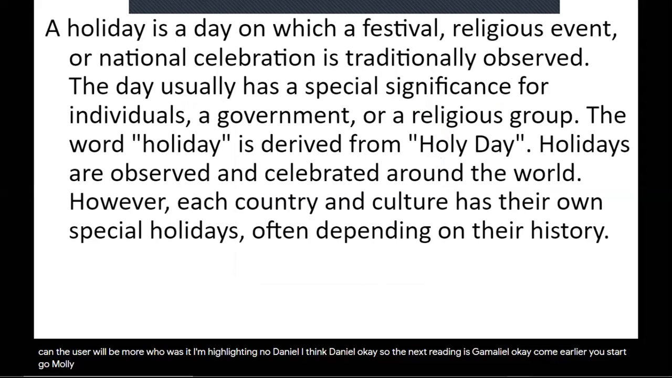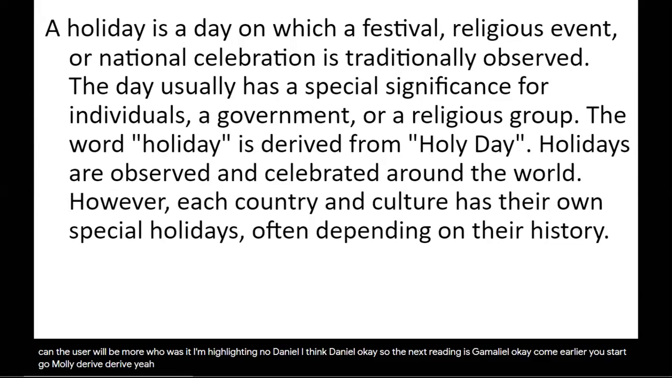A holiday is a day on which a festival, religious event, or national celebration is traditionally observed. The day usually has a special significance for individuals, government, or a religious group. The word holiday is derived from holy day. Holidays are observed and celebrated around the world. However, each country and culture has their own special holidays, often depending on their history.